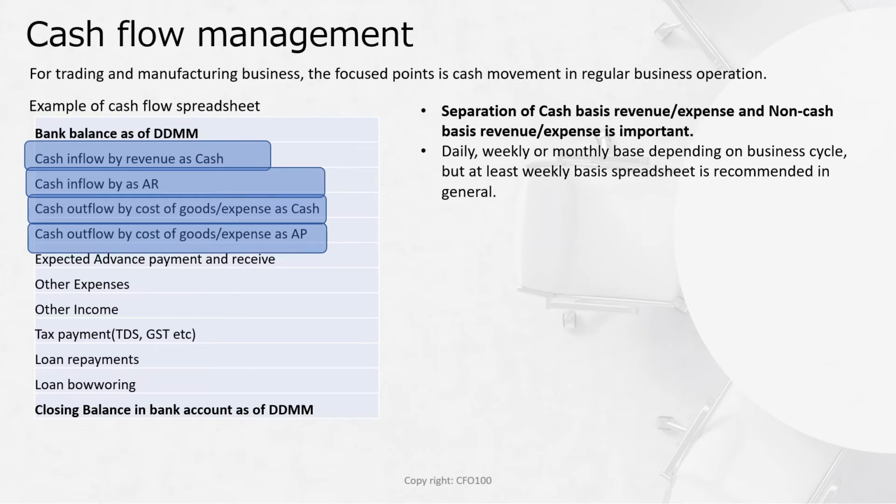When you create the forecast, you need to consider three important points also. The first one is information from the business division. Although finance and accounting divisions have their own data in the accounting system, most of the fresh information is coming from the business division.